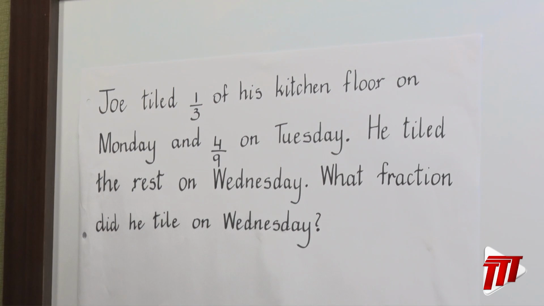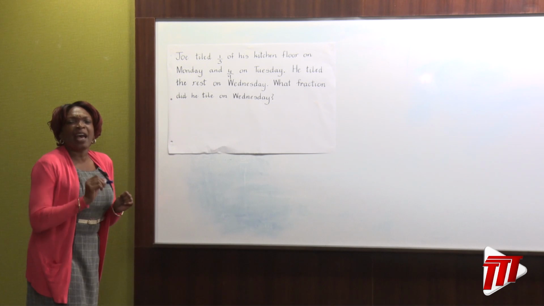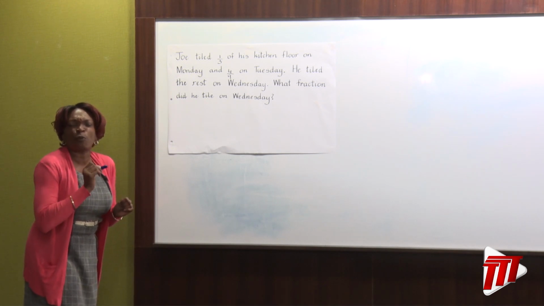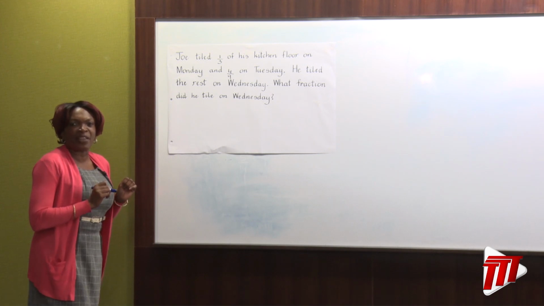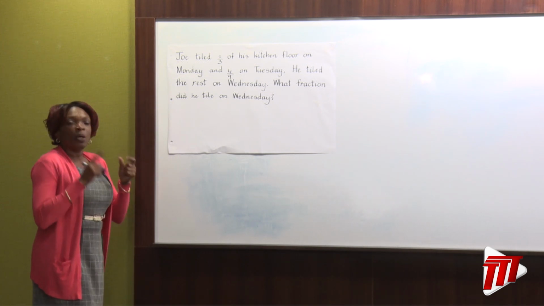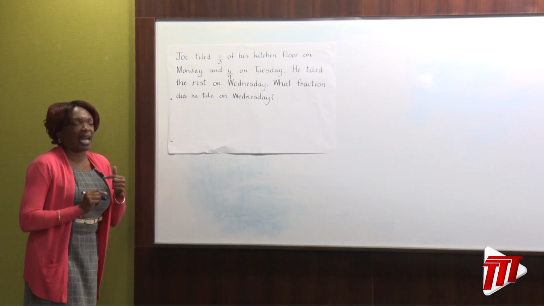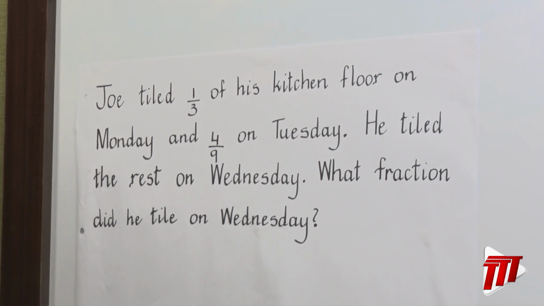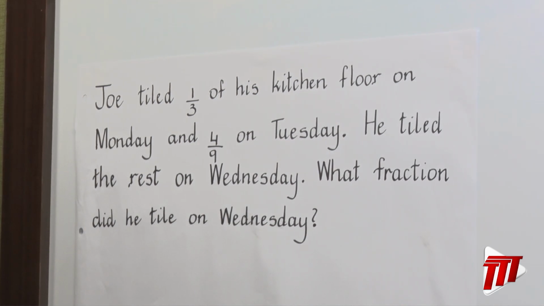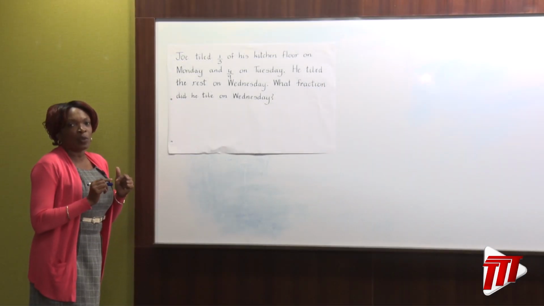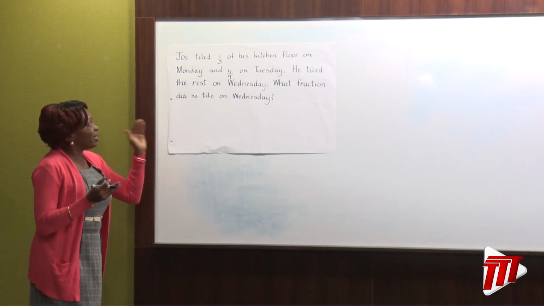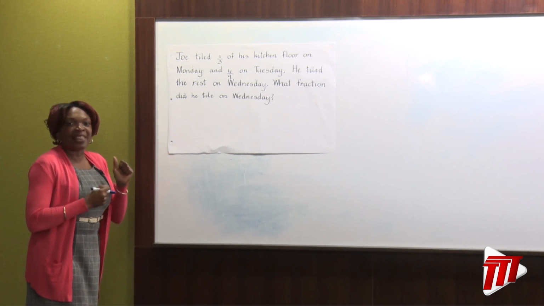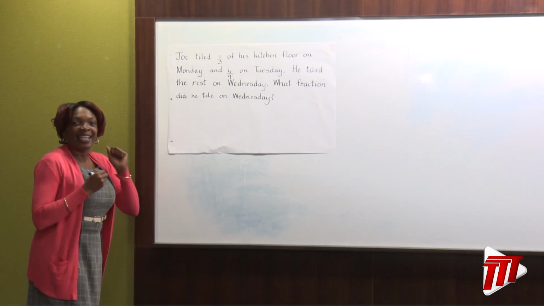Based upon the other two questions, I am almost certain, I know that some of you have your pencils and papers and are working it out feverishly. Let's do it together now. What are we going to do? One, what information do we have? We know that he tiled 1/3 of the floor on Monday. We also know that he tiled 4/9 on Tuesday. We know nothing about Wednesday. So we shall combine Monday and Tuesday together and then work backwards to get Wednesday. Let's go.